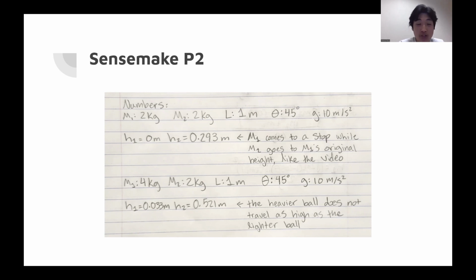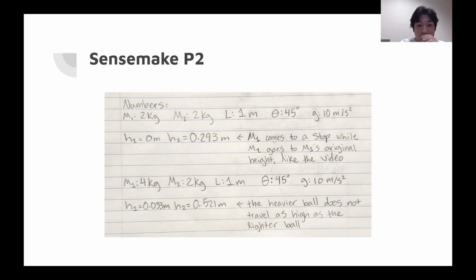And so for our calculations, we got for the ball 1, which is H1, we got 0, which matches up with the video that you guys saw earlier, so that when it comes down, it initially stops while the other one goes. And for height 2, which is the ball 2, we did get a height.